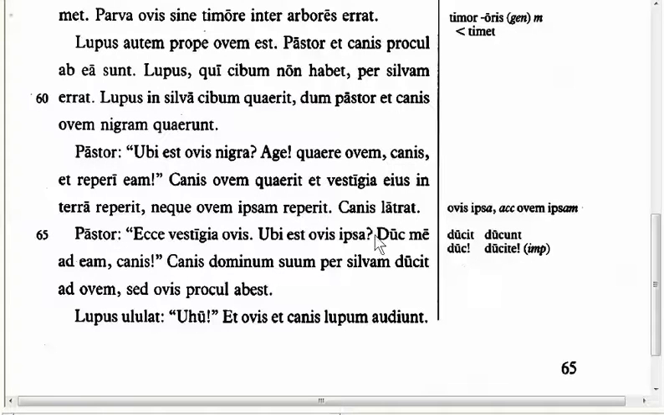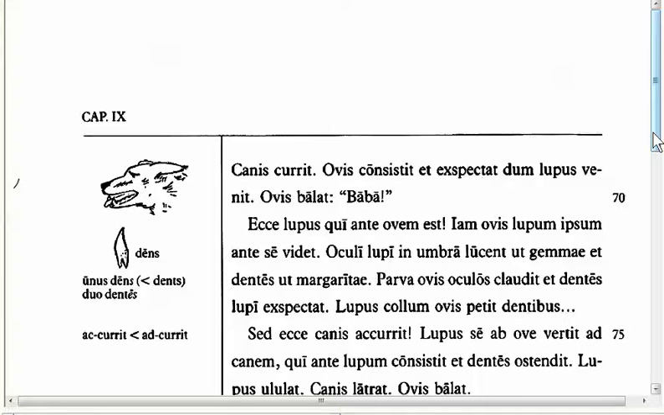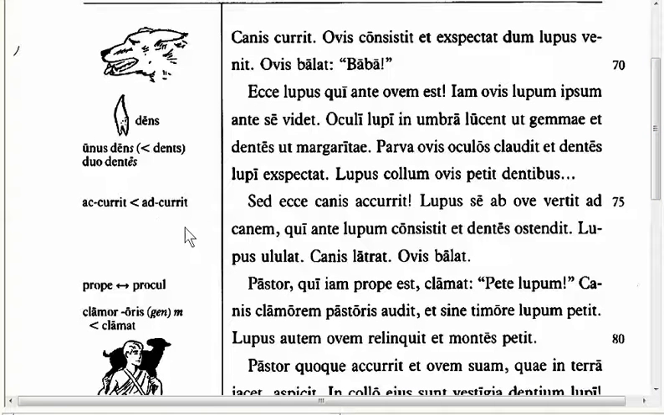The last feature I want to point out is in line 75, and that is what happens to ad, the preposition to, when you combine it with a verb to form a compound. And so here we have ecce canis accurrit, and we see in the margin that accurrit is actually ad plus currit, meaning he runs to, but the ad changes to ac. Okay, this is called assimilation. It's where the consonant blends together with the next consonant.